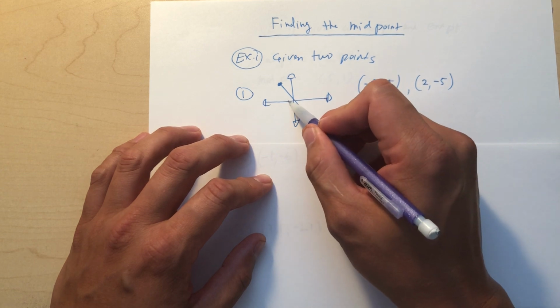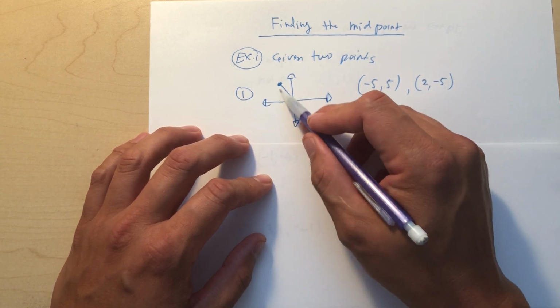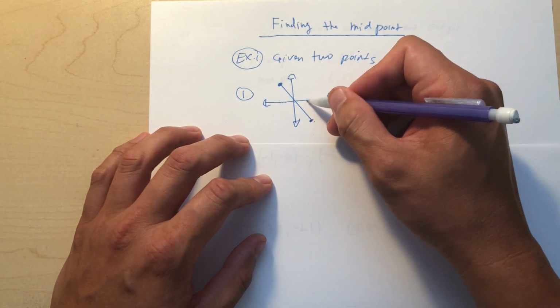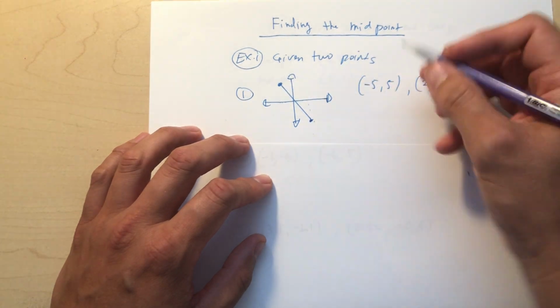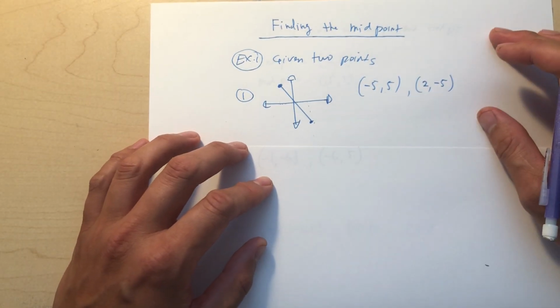Oh, okay, this is -5 and 5 going up, -5 and 5. And this one here is 2, 1, 2, and -5. Okay, so find the points, write it down like this, and then find the midpoint. Okay, again, find the midpoint.